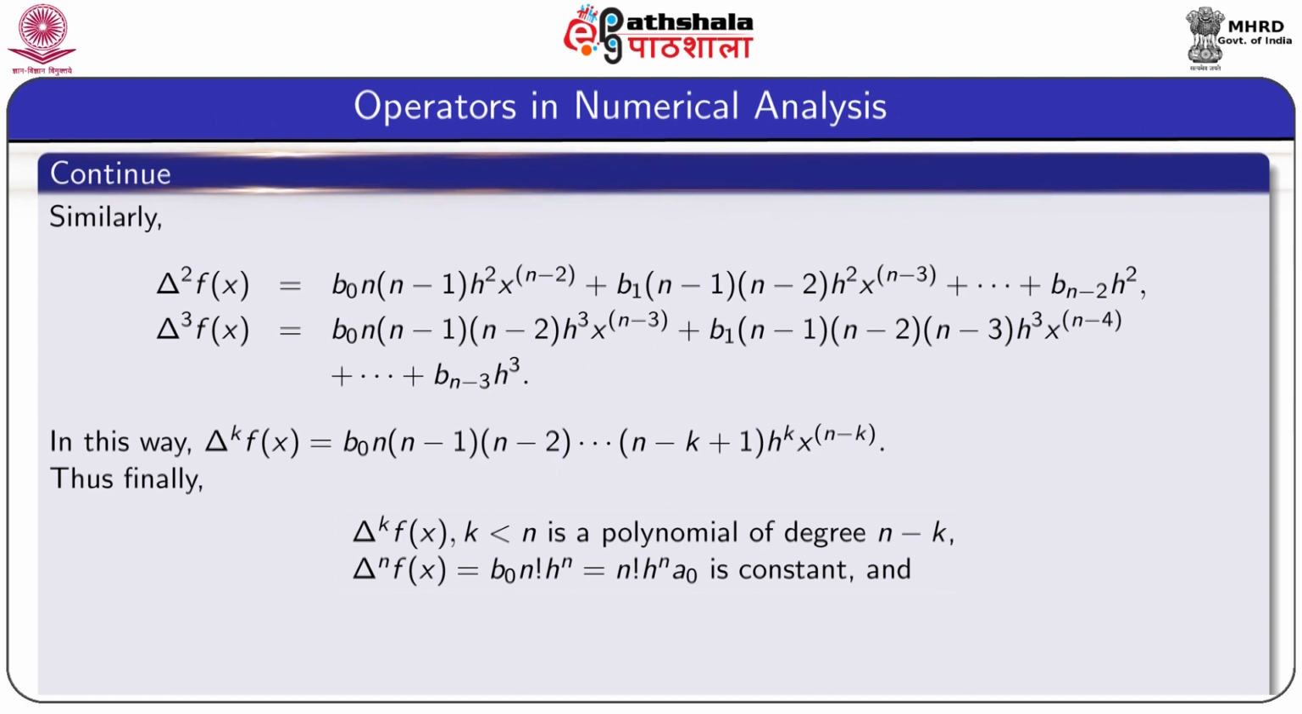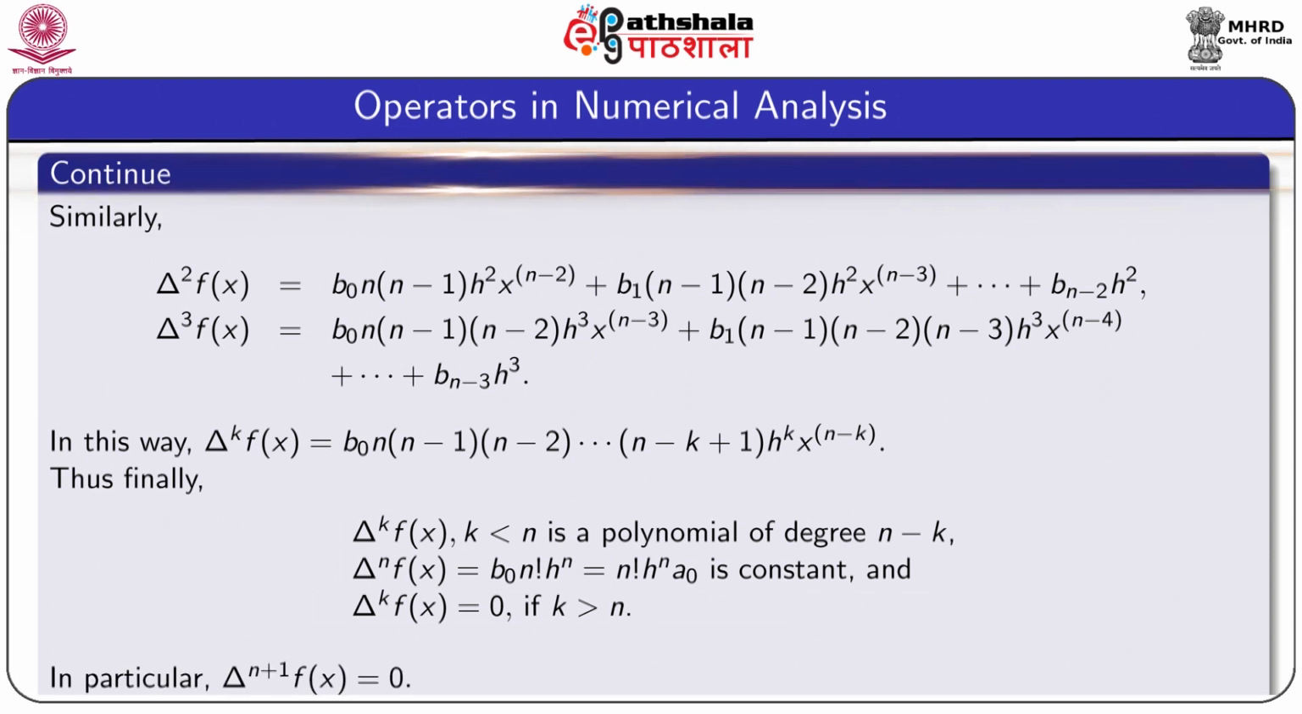This is a constant, and when k is greater than n, delta k f(x) equals 0, which is obvious because the difference of any constant is 0. In particular, delta n plus 1 f(x) equals 0. So, we have shown that the nth order forward difference of a polynomial of degree n is a constant, and higher order differences of the same polynomial are equal to 0, and lower order differences of the same polynomial are polynomials of degree n minus k if we take the kth order difference.